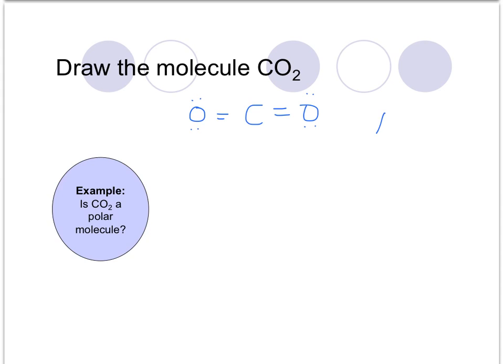You can code this as AB2. So I don't really need to redraw this. I am, however, going to draw in the dipoles. The dipoles for each carbon-oxygen bond will move towards the oxygens because they are more electronegative.